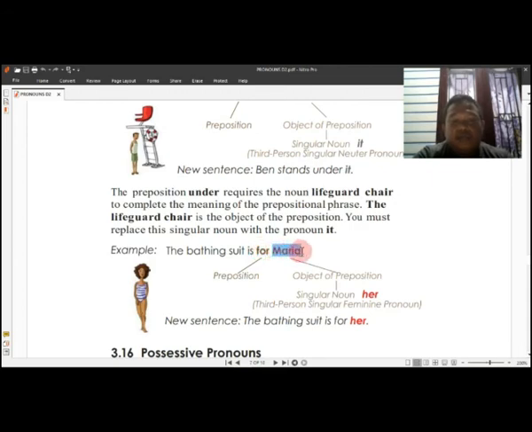Maria can be switched into the object pronoun her, because as a subject it becomes she, but as an object, it becomes her. So the new sentence can be it is for her, or we can say the bathing suit is for her. If you want to change the bathing suit, it can be switched into it. It is for her. More simple.